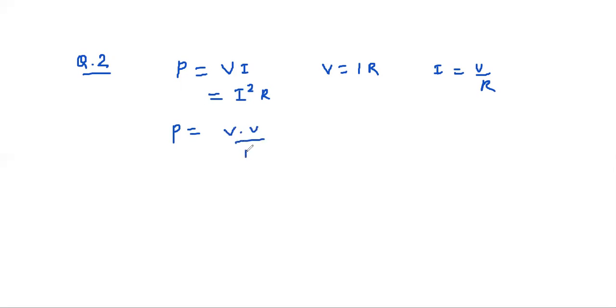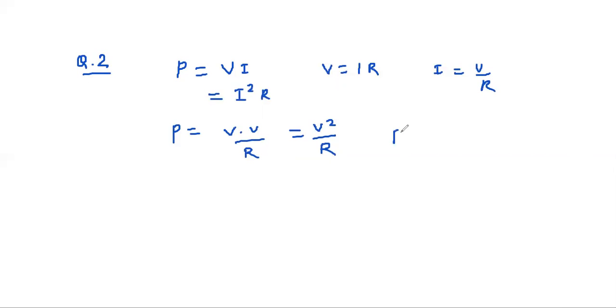Question 2 says, which of the following terms does not represent electric power in a circuit? We know that power P equal to VI. So C part is already given. Now we can change V equal to IR. So this will become I square R, and we can write I equal to V upon R. So from here we get P equal to V into V upon R, that is V square upon R.